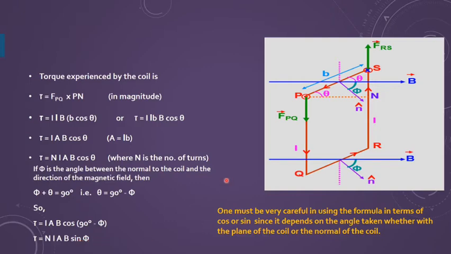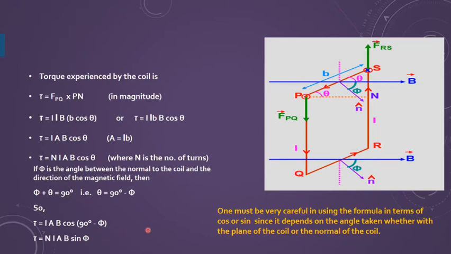Most of the time the question takes the angle between the normal and the magnetic field, as that is the general case. So you need to understand whether they are taking the angle with the plane, or with the normal to the plane, for the direction of the magnetic field. And of course you should be able to find the direction of the force by using Fleming's left hand rule. That should be clear. So this is the result.